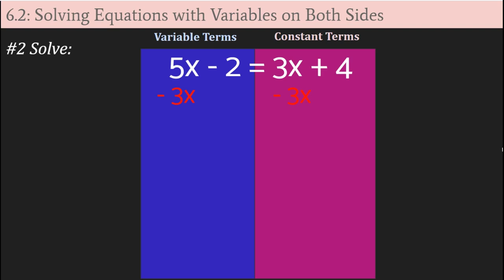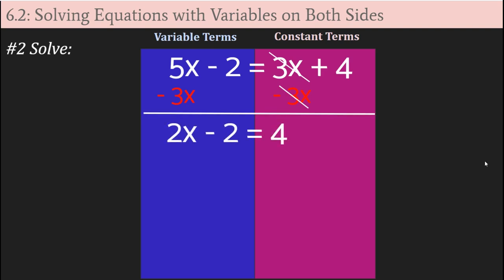So we're going to subtract 3x away from both sides of the equation, which will leave us with that zero pair between 3x and negative 3x, canceling out the variable and leaving us with 2x minus 2 on the left side and a simple constant term of 4 on the right side.